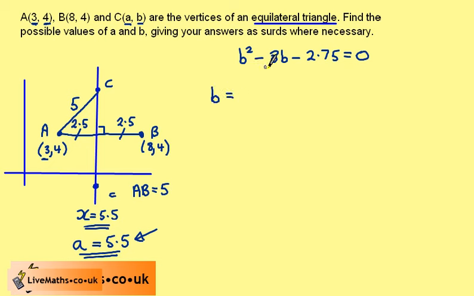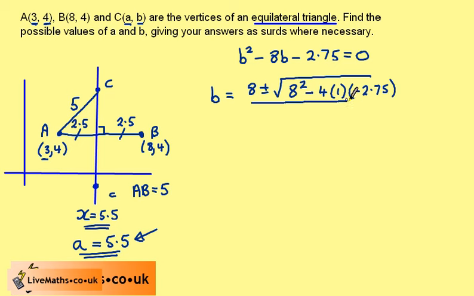Using the quadratic formula here, b is going to be equal to 8 plus or minus the square root of 8 squared minus 4 times 1 times minus 2.75, all divided by 2 times 1. So this is 8 plus or minus the square root of 75 over 2.